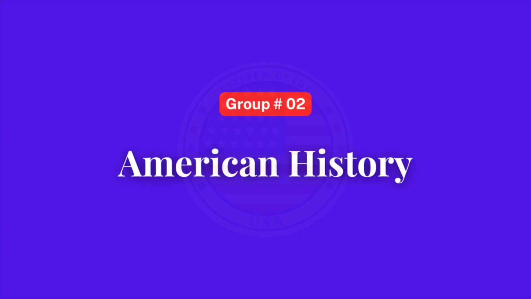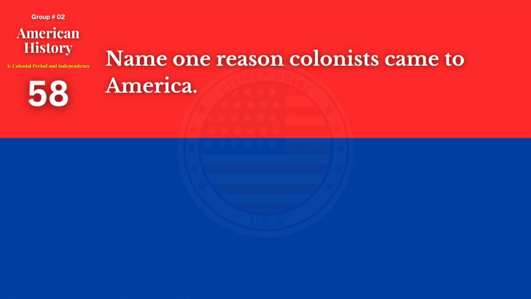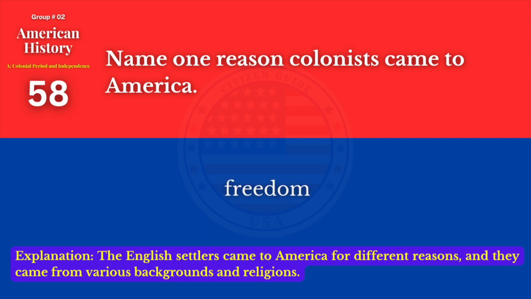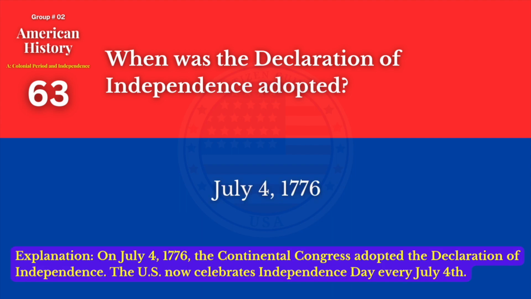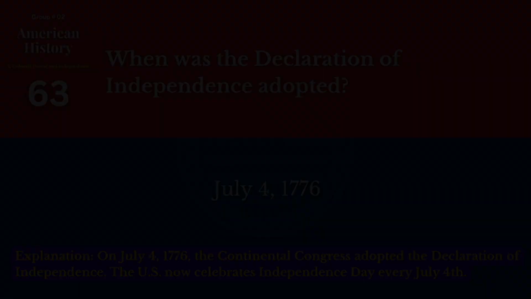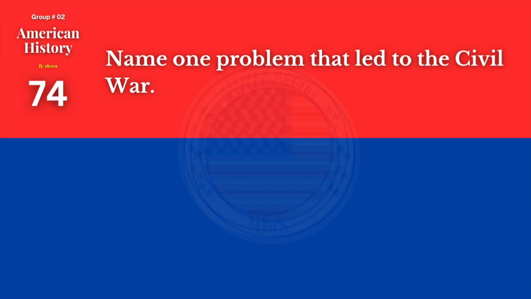Group 2. American History. Name 1 reason colonists came to America. Freedom. When was the Declaration of Independence adopted? July 4, 1776. Name 1 problem that led to the Civil War. Slavery.